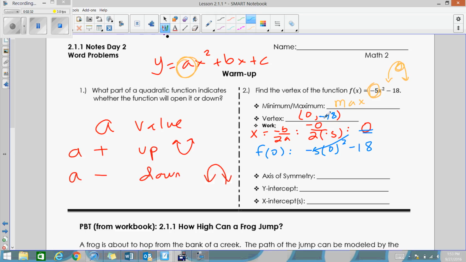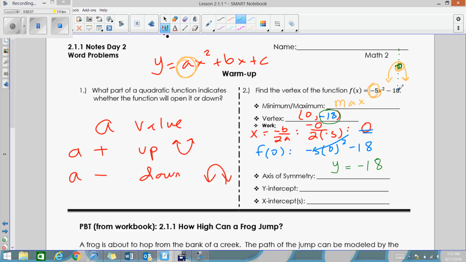Now, your axis of symmetry. Your axis of symmetry goes through your vertex, and it goes through the y value of your vertex. So it's just going to literally be this. It's going to be y equals negative 18. So once you find your vertex, you found your axis of symmetry because it's a vertical line that goes through your vertex, goes up and down through your vertex. Like if this is my vertex, my axis of symmetry splits that.